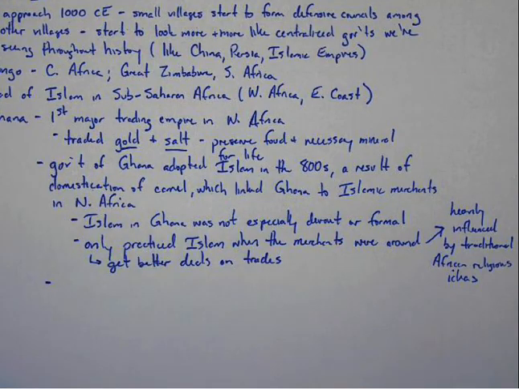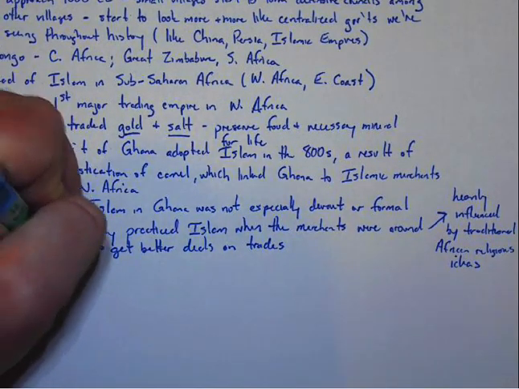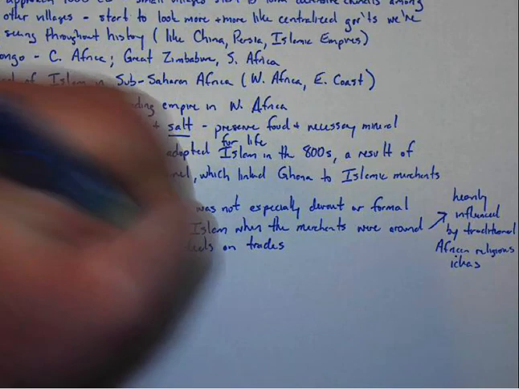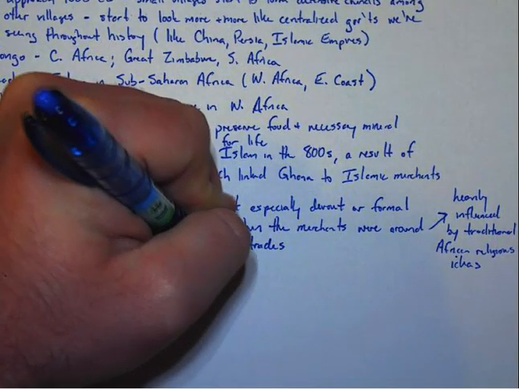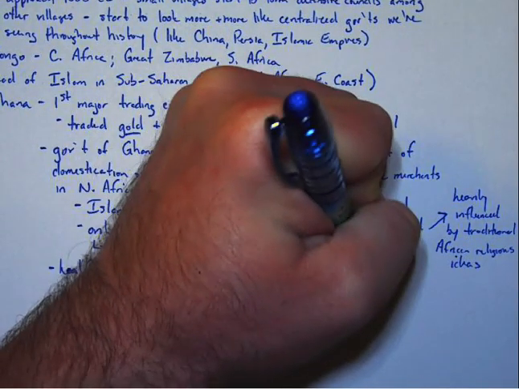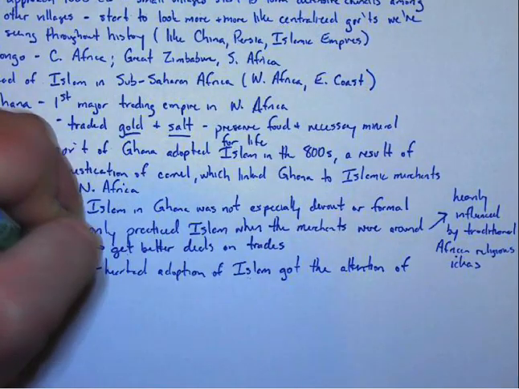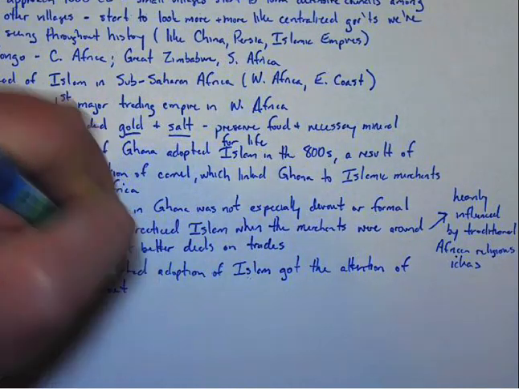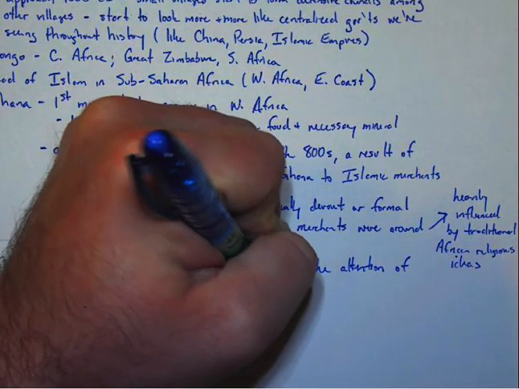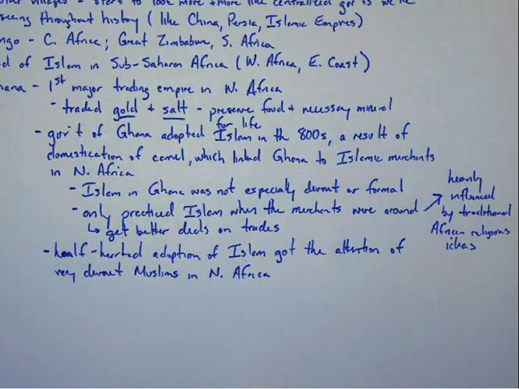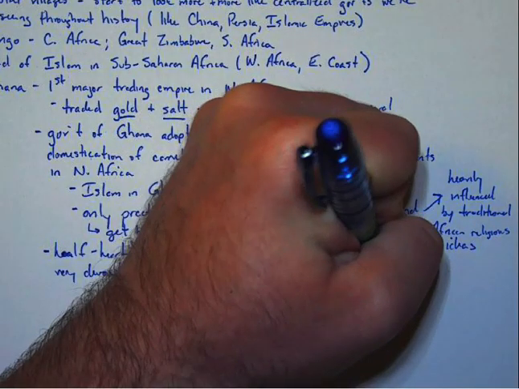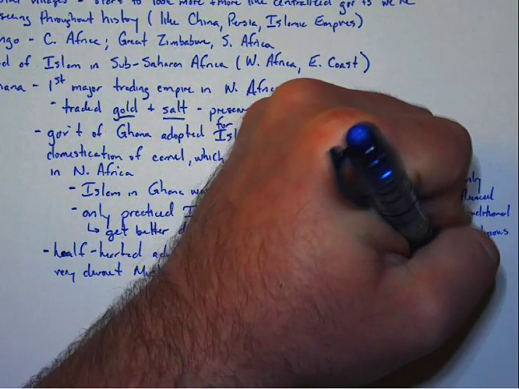Eventually, this kind of half-hearted adoption of Islam got the attention of very devout Muslims in North Africa, and they end up conquering Ghana in the 1100s.